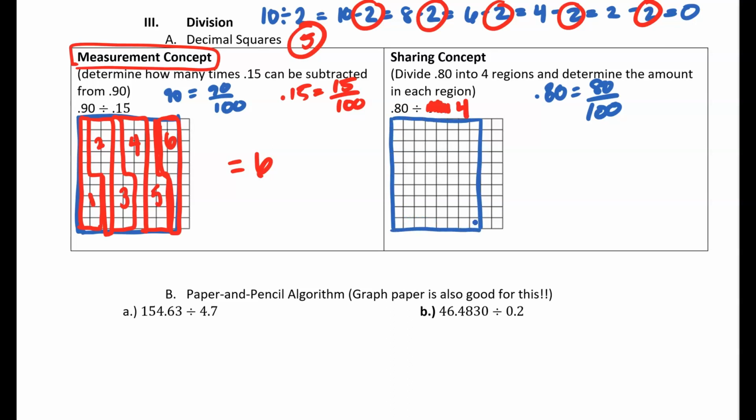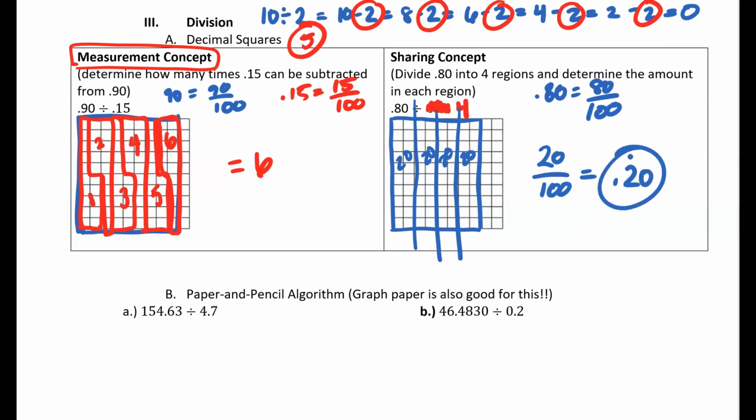So I've got 0.80, and then I'm going to divide it into 4 groups. So I could divide it here, and here, and here, and here. And then I ask myself, how many in each group? Well, there's 20 of these squares, 20, 40, 60, 80. So 20 squares in each group, or 20 over 100. So the answer is 0.20. So 0.80 divided by 4 is 0.20. And we can check by adding: 0.20 plus 0.20 plus 0.20 plus 0.20 equals 0.80.